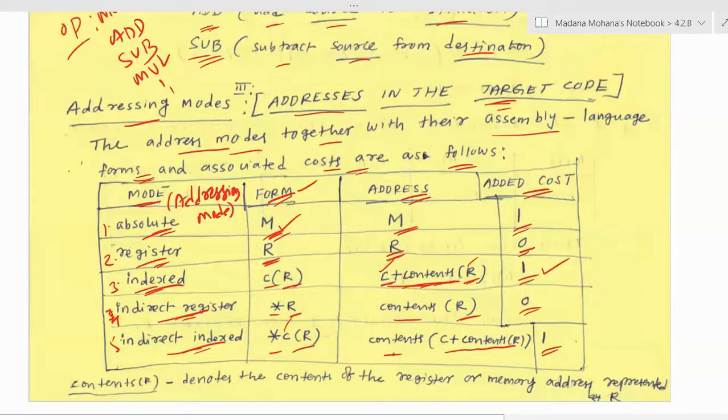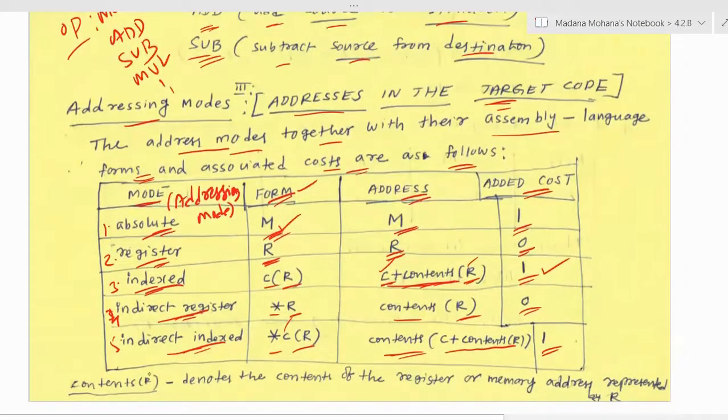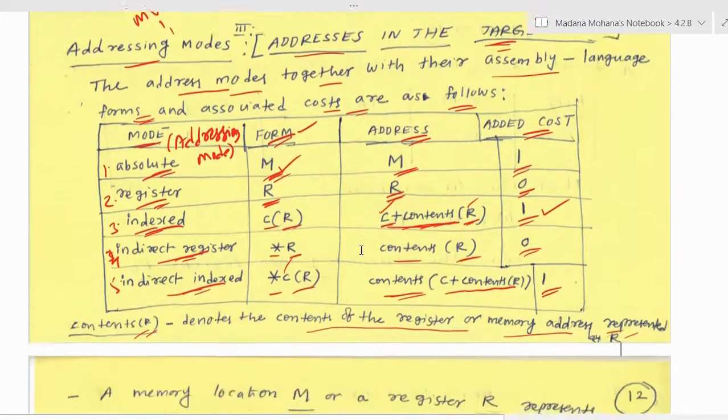For this, now we are using indirect by using address. So like that, these are the various addressing modes and their formats and their addresses and their cost calculation. During the code generation algorithm, we will find cost like this. Now here in the above table, contents of R denotes the contents of the register or memory addresses represented by R. That is the meaning of contents of R.